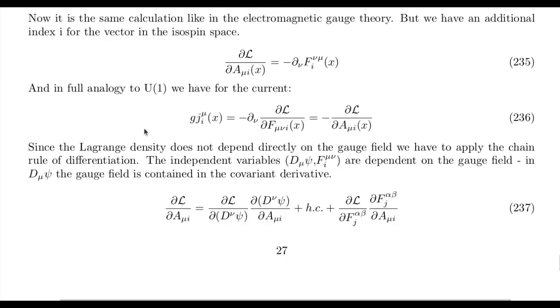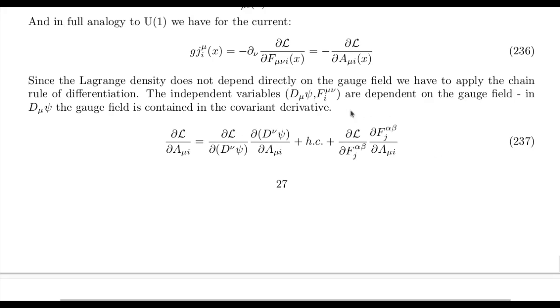And so in full analogy to the U(1) gauge theory, we have for the current this. The only difference is the isospin component here. Here we have not the elementary charge as a factor. Here we have the general factor g. And now we want to calculate the differential quotient to determine the current J.